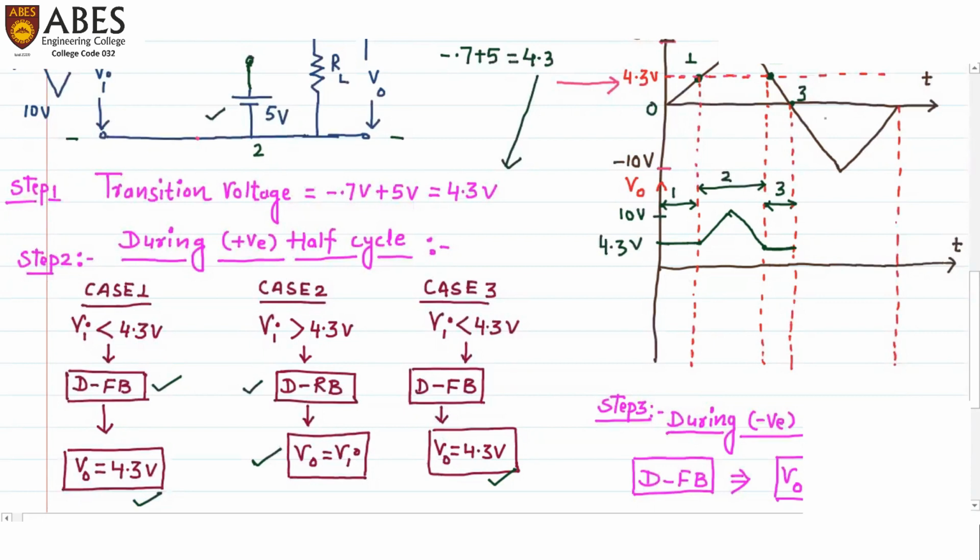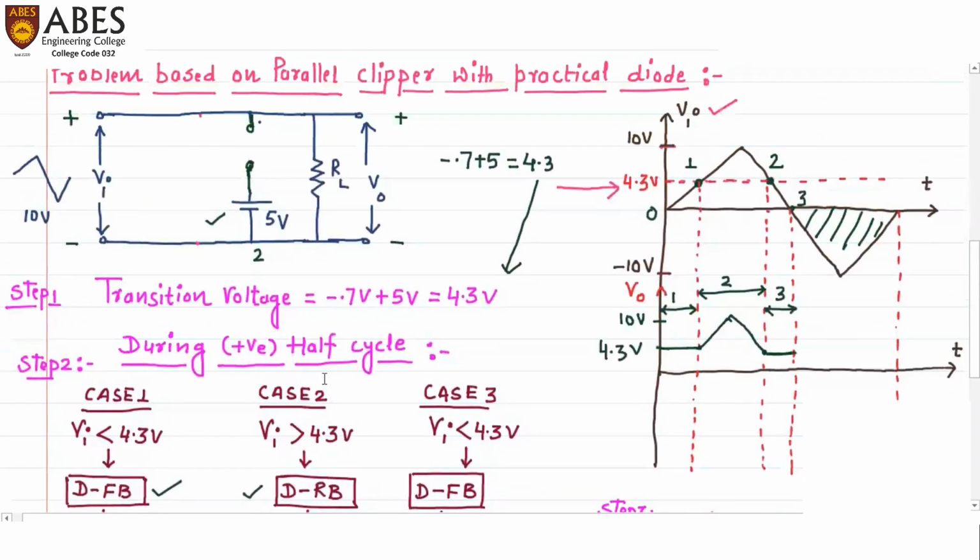Now let's come to the output during the negative half cycle, which is the shaded portion. While calculating the output during the negative half cycle, first we need to change the polarity. So during the negative half cycle, this will be minus and this will be plus, but the output voltage polarity won't get changed. Now during the negative half cycle, let's check with the input voltage first.